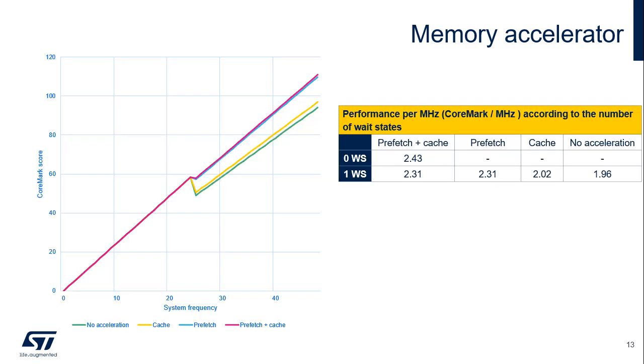The performance continues to increase linearly with frequency when accelerators, such as the prefetch buffer and instruction cache, are enabled. The slope of the performance curve, for both prefetch and cache enabled, remains largely unaffected by the transition from 0 to 1 wait states at 24 MHz. Between 0 and 24 MHz, enabling the prefetch buffer and instruction cache does not enhance performance.